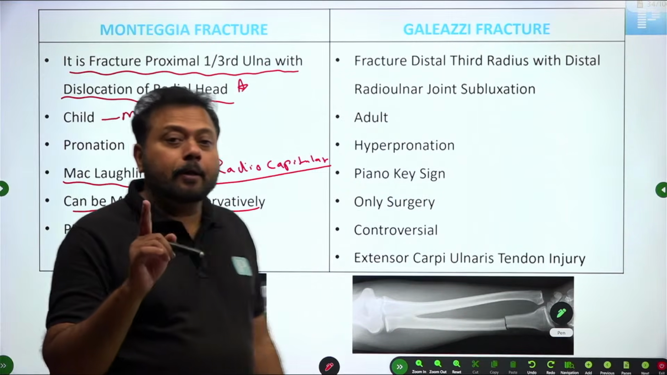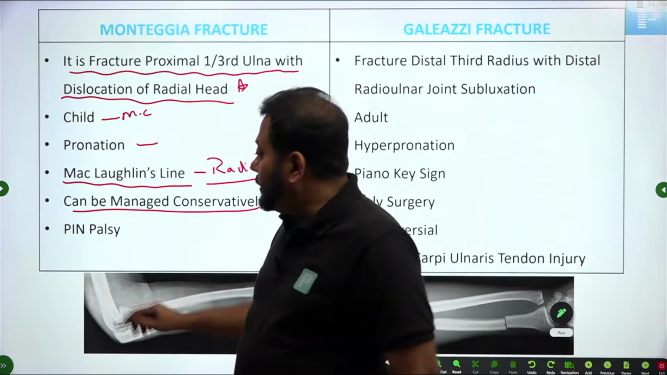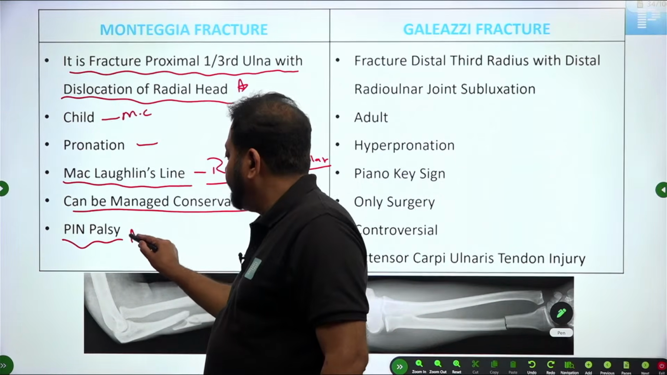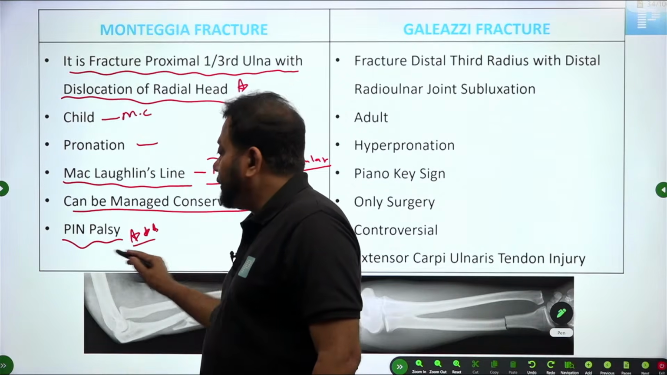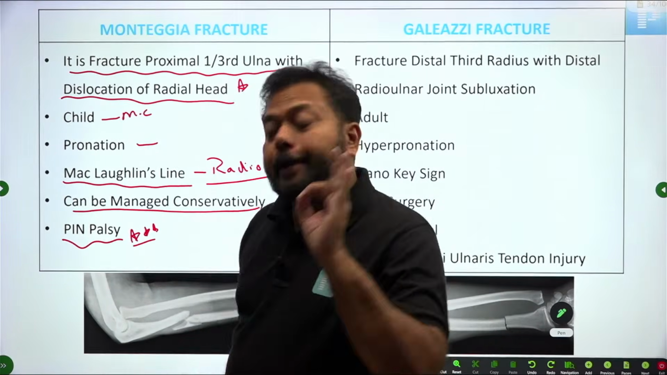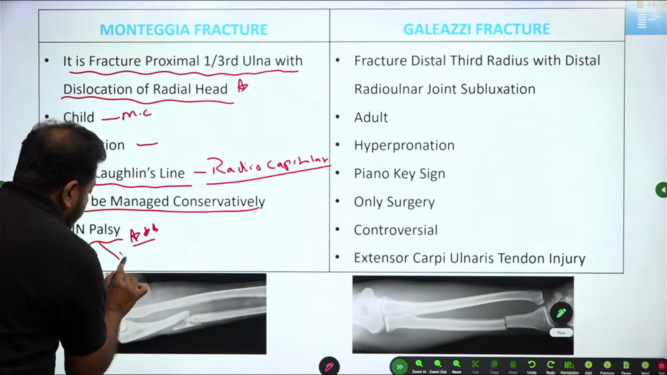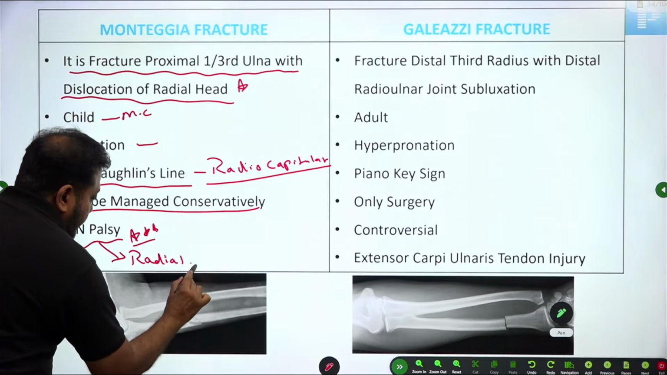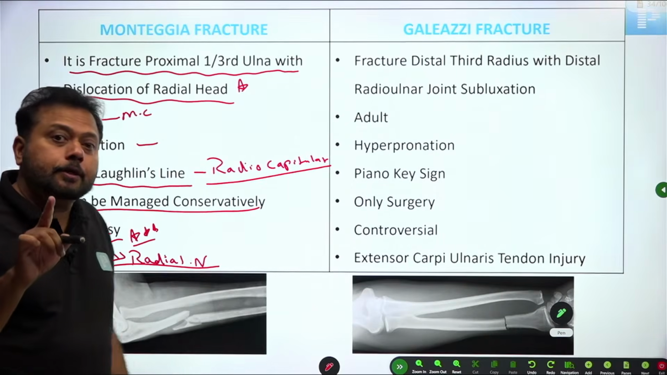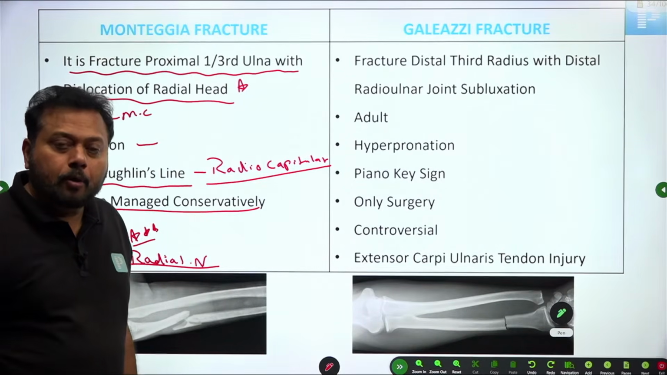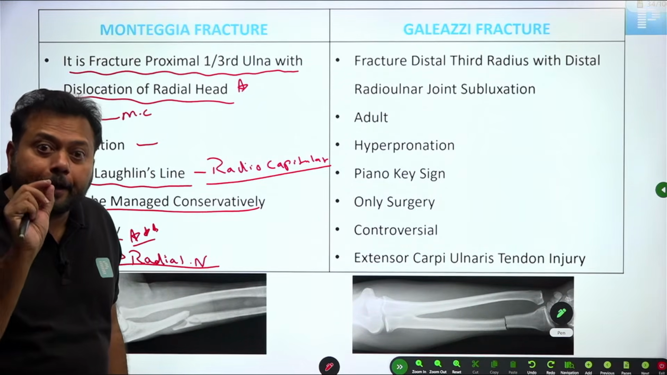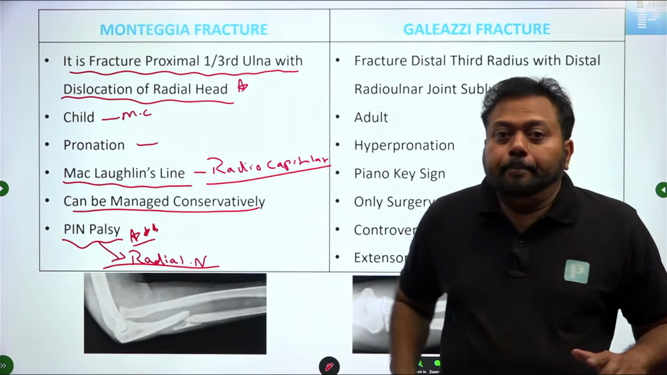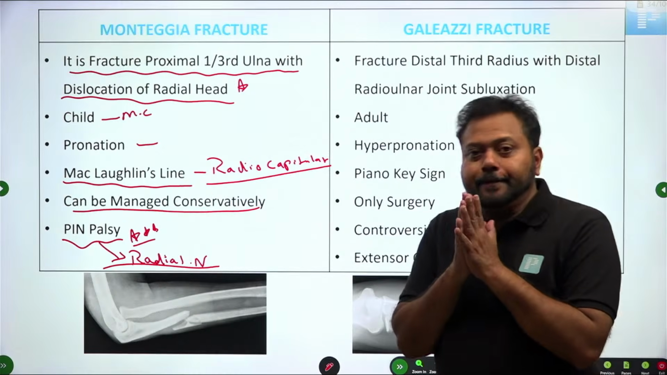The most common nerve injured in Monteggia is the posterior interosseous nerve, a several-times repeated MCQ. We all know the posterior interosseous nerve is a branch of the radial nerve. The anterior interosseous nerve is a branch of the median nerve. Now I will explain this Monteggia fracture. Please listen.